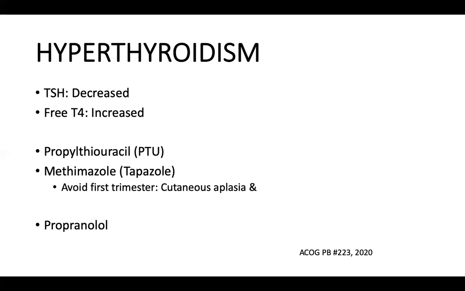Now, it takes 2 weeks or so for patients to decrease their symptoms of thyroid disease. And therefore, if patients are having palpitations and a rapid heart rate, you can use propranolol to decrease that heart rate. And that's the preferred beta blocker for it. Next slide.